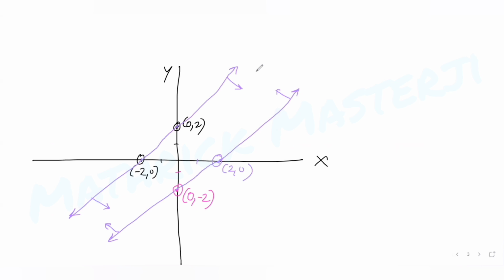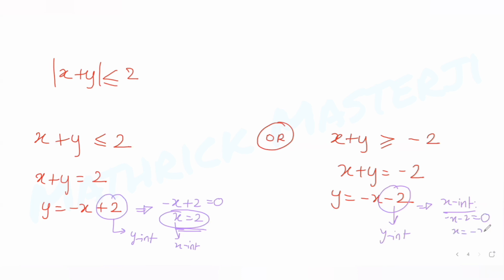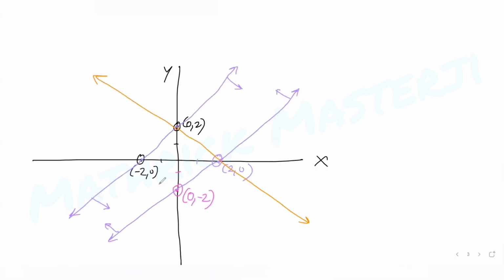So once you have this, this is your equation of line, x plus y equals 2. Again, if I remove the inequality and put equal to, I get x plus y is minus 2. I get y is minus x minus 2. Again, with this, I get the y-intercept as minus 2. If I put y as 0 to get my x-intercept, minus x minus 2 equals 0, so x becomes minus 2. So I get minus 2 comma minus 2. So minus 2 is your y-intercept, and here also you get this.